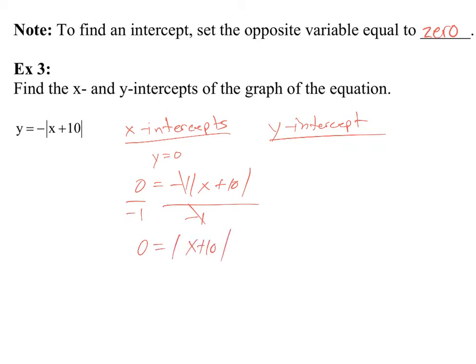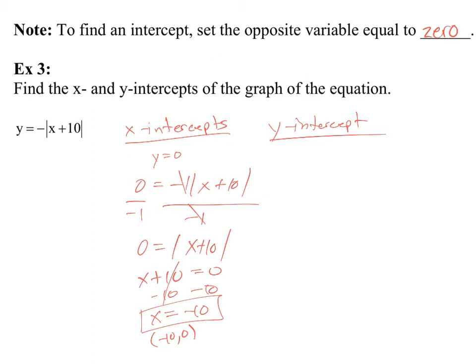All right, so we set x plus 10 equal to the positive case and the negative case, but positive and negative 0 is essentially the same thing. It's just 0. Okay, so we're just going to have x plus 10 equals 0. Subtract 10. And I get x is equal to negative 10. All right, that's my x-intercept. If you list it as a point, it's going to be negative 10, 0.